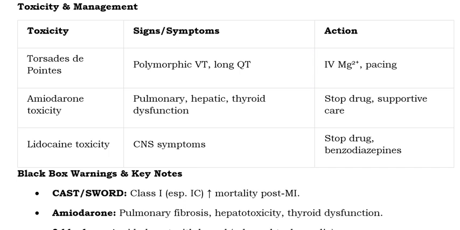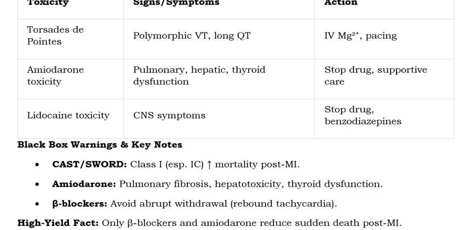Black box warnings and keynotes. These sound serious. They are. Top of the list, those CAST and SWORD trial results led to black box warnings for Class I drugs, especially IC, and post-MI patients with less severe arrhythmias because they increase mortality. Don't use them just to clean up the ECG after a heart attack.